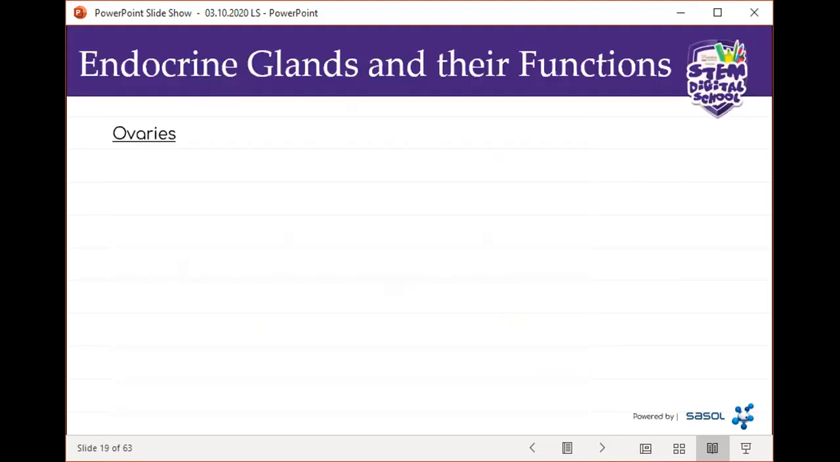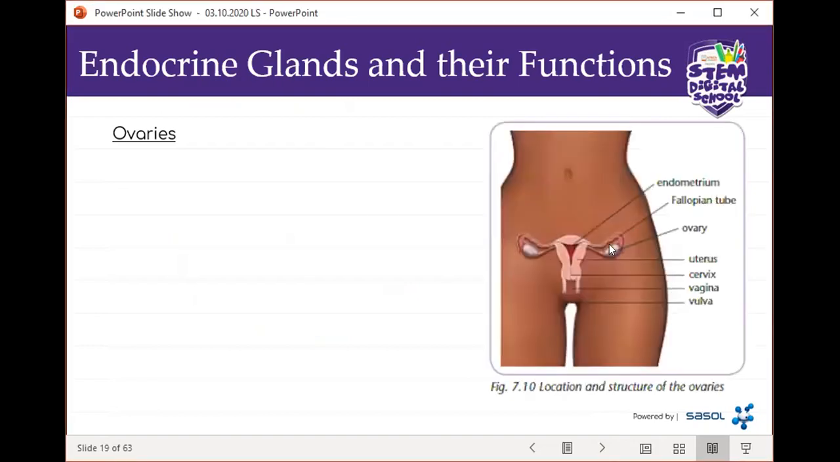Okay, then the next endocrine gland that we will be looking at is the ovaries. Okay, so importantly, ovaries are found in females, right? So it's a form of a gonad, right? And they are located there in the abdomen of females. So we have our endometrium, the fallopian tube, and the ovary. Okay, so the plural form of ovary is ovaries, and then we have our uterus, the cervix, the vagina, which is the opening to the outside, as well as the vulva.